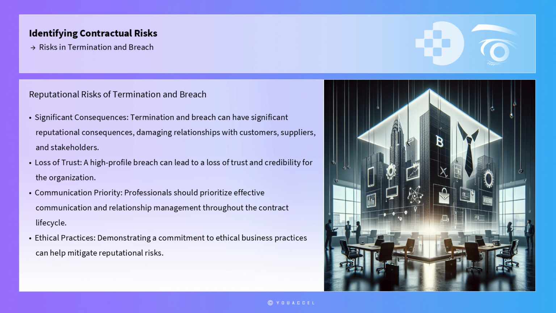In addition to the legal and financial implications, termination and breach can also have significant reputational consequences. For instance, a high-profile breach or termination can damage an organization's relationships with customers, suppliers, and other stakeholders, leading to a loss of trust and credibility. To mitigate these risks, professionals should prioritize effective communication and relationship management throughout the contract lifecycle. This includes maintaining open lines of communication with all parties involved, addressing concerns promptly, and demonstrating a commitment to ethical business practices.